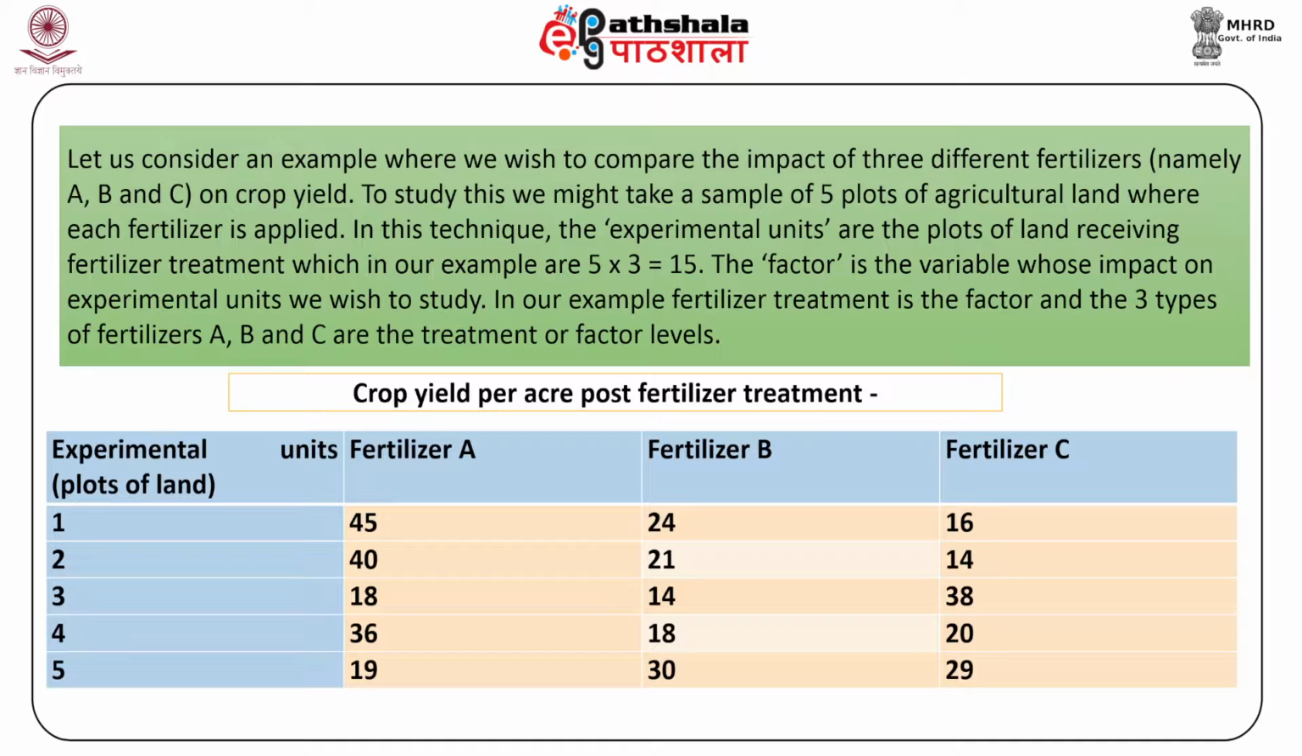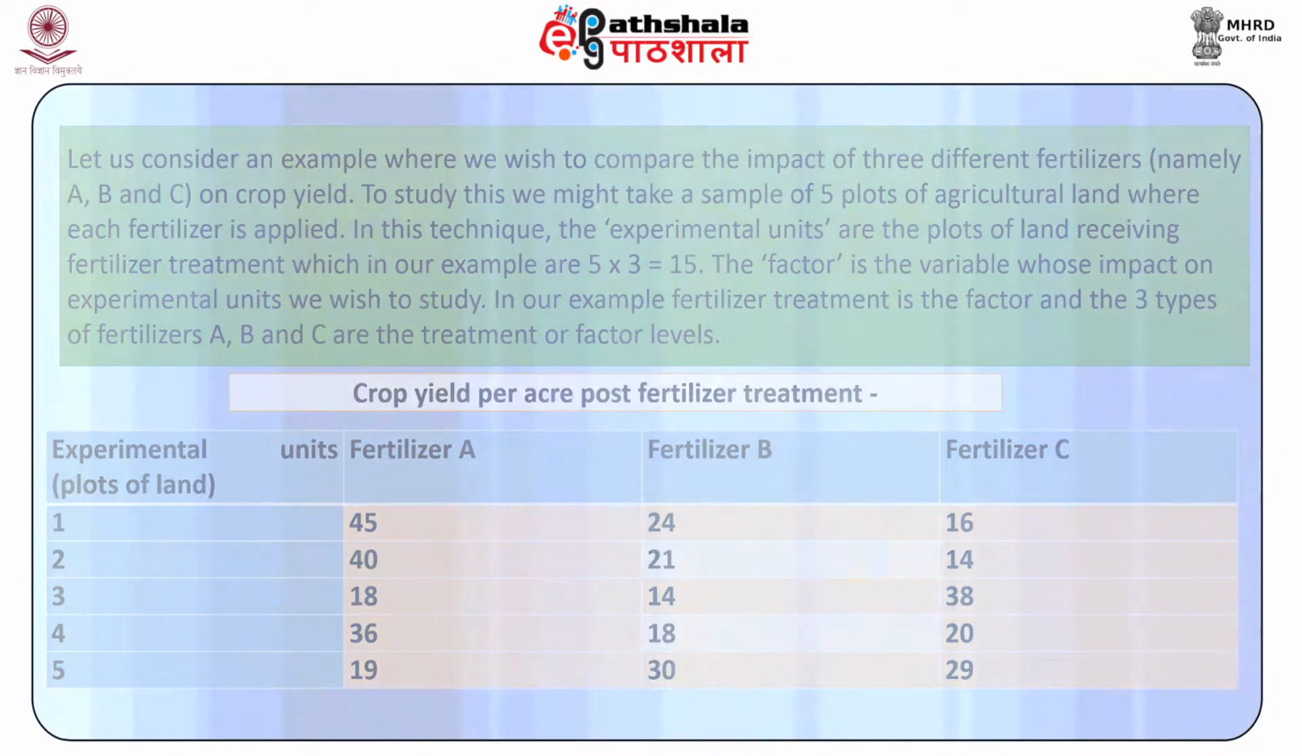So our example 1 is crop yield per acre post fertilizer treatment, and we have different columns. In the first column we have the experimental units, which are plots of land 1 to 5. Then we have fertilizer A, fertilizer B and fertilizer C, and the output corresponding to each of these plots of land with the use of these fertilizers is given in the cell values. The ANOVA here consists of a study of variation due to application of different fertilizers A, B and C, and then we divide this variation into assignable causes and chance causes, as we have already explained.